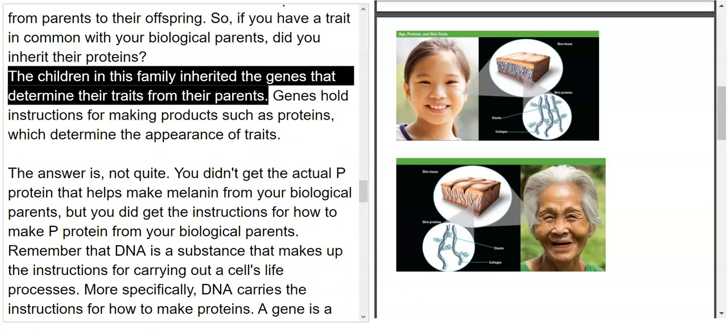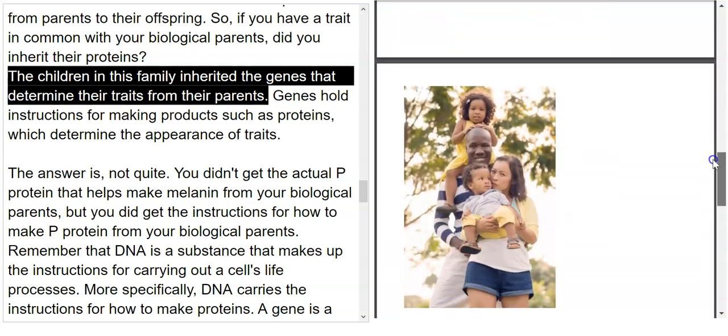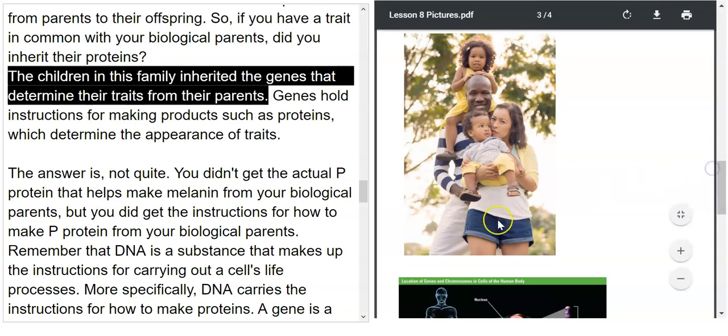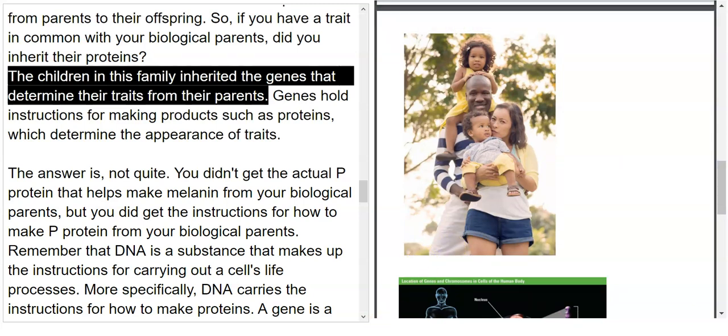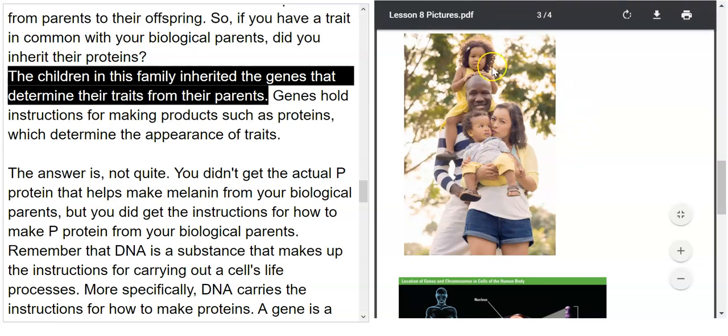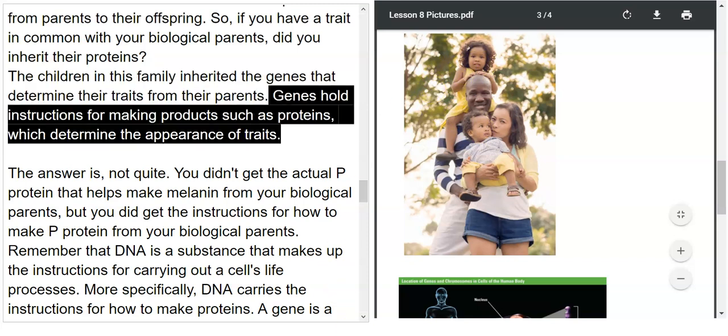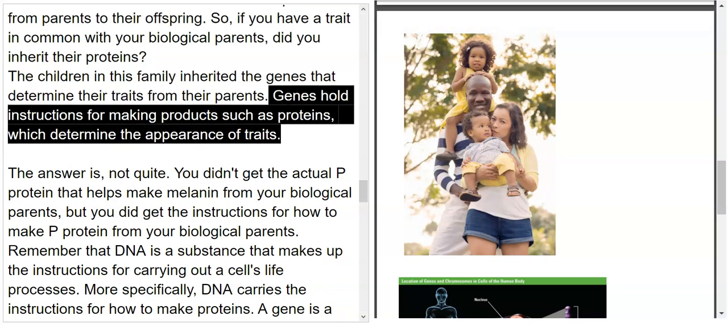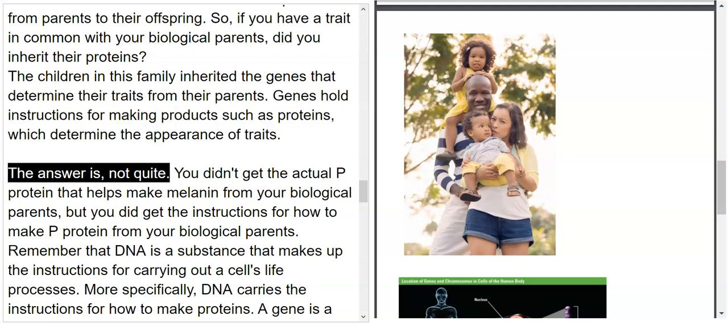The children in this family inherited the genes that determine their traits from their parents. So you've got this baby and this man and this woman, and their traits combine to make these two children. Genes hold instructions for making products such as proteins, which determine the appearance of traits.